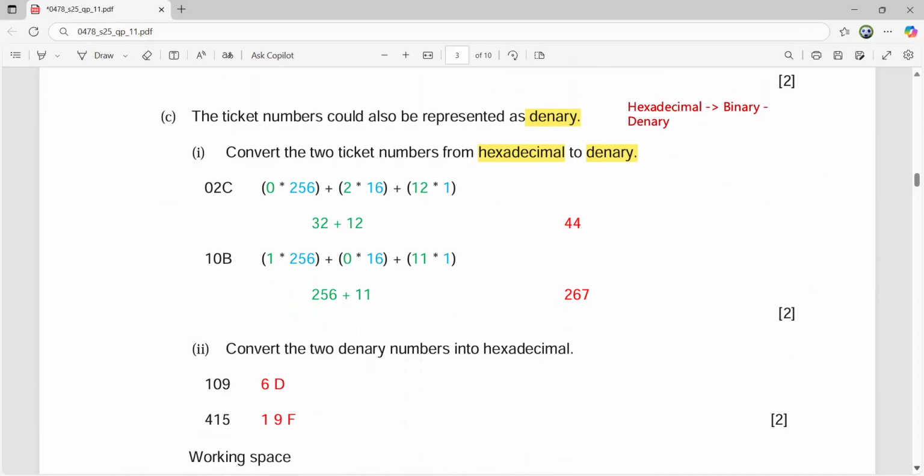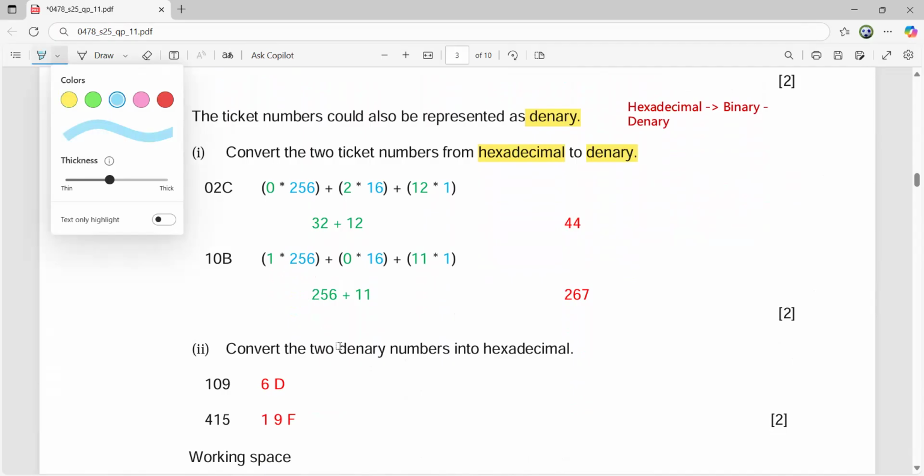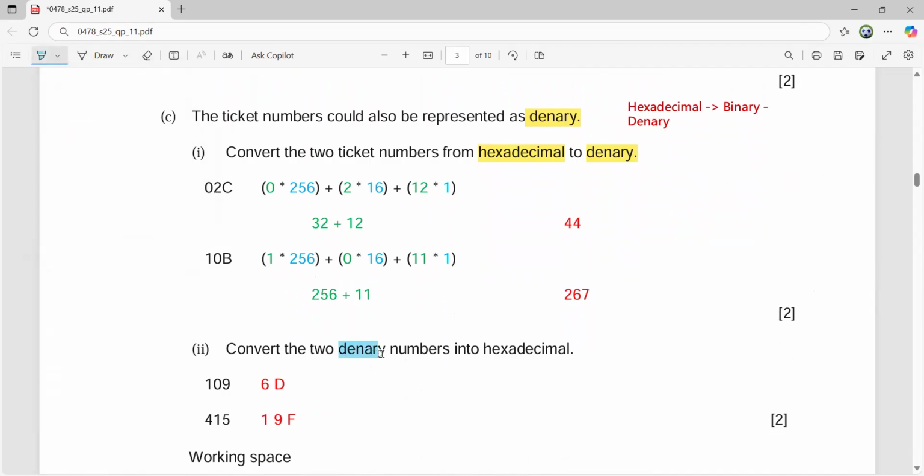Convert the two denary numbers into hexadecimal. Now, this is your denary number, and you have to convert this denary number to its equivalent hex value. Now, you can see in this paper, they have actually tried to handle a number of conversions which are easy to score if you have actually remembered the sequence to follow.